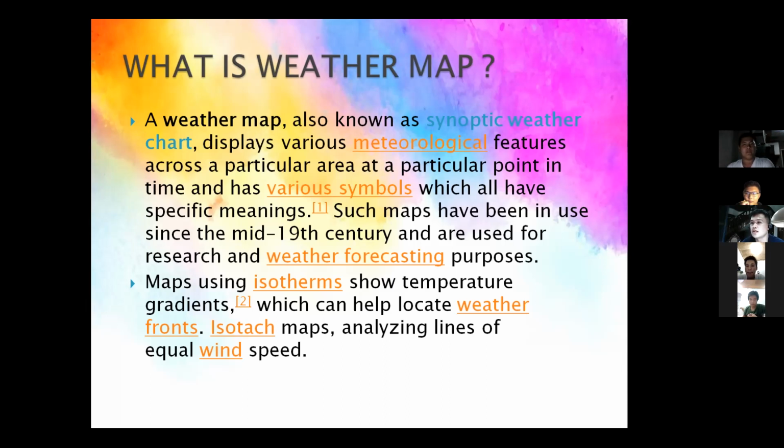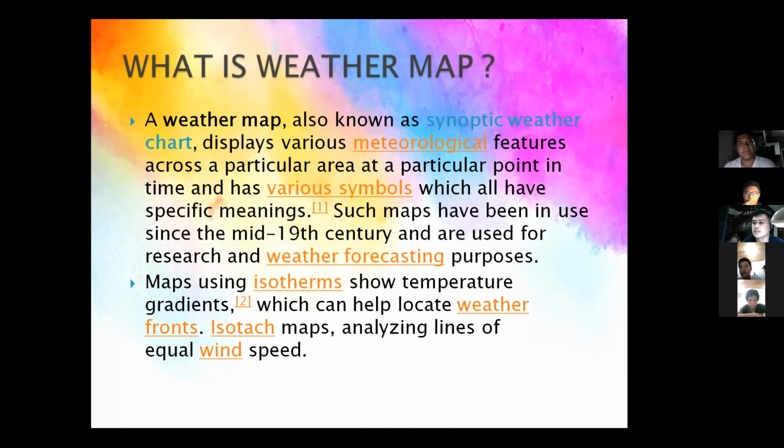So Mr. Alfanti was right. This is very helpful in the near future. But in addition, in general, a weather map shows the various meteorological features. When you say meteorological features, those are the winds and the direction, the speed, and the temperature of the wind. And these also have various symbols and they have specific meanings.